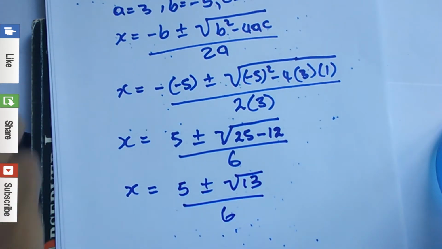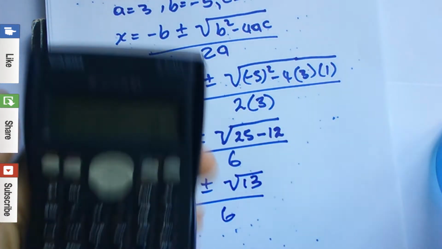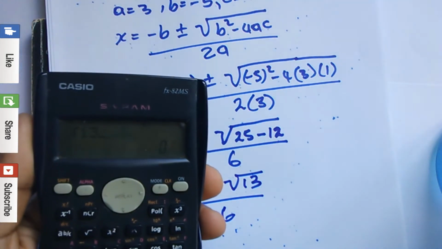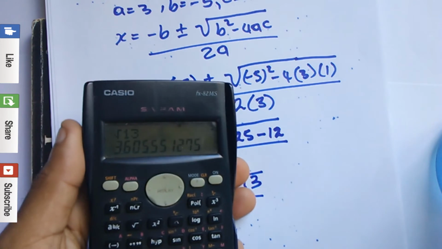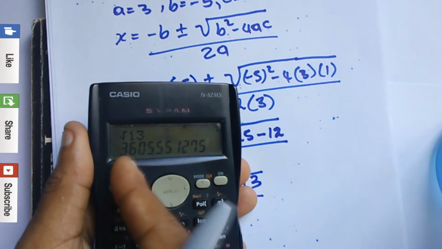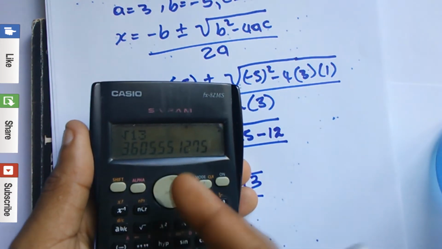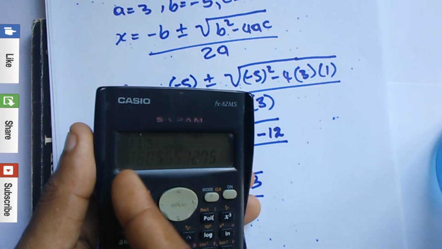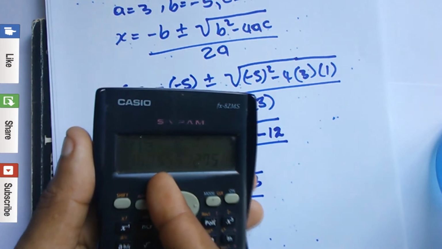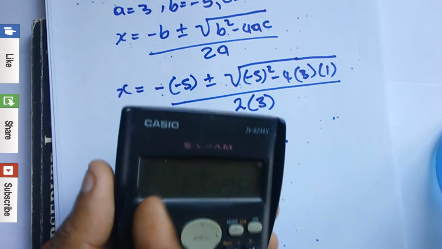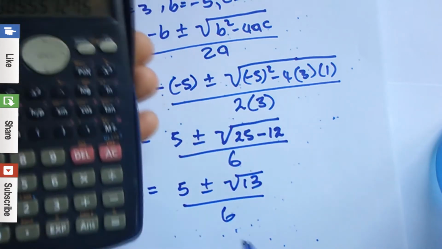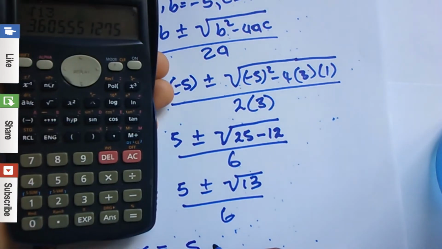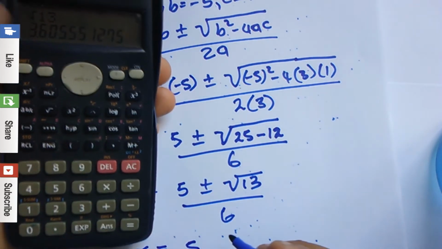Now we're going to have to use our calculator to determine what the square root of 13 is. So the square root of 13 is 3.60555. So we can just round it off to, let's use 2 decimal places here, because they said they want the answer correct to 2 decimal places.